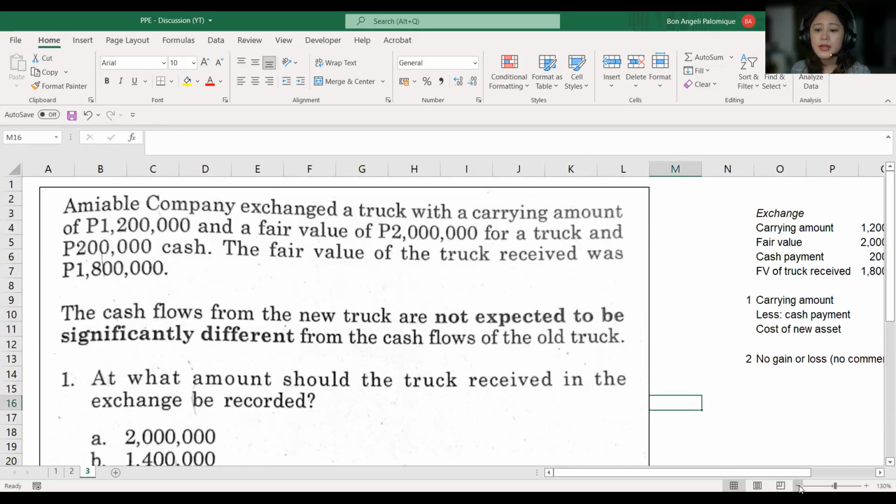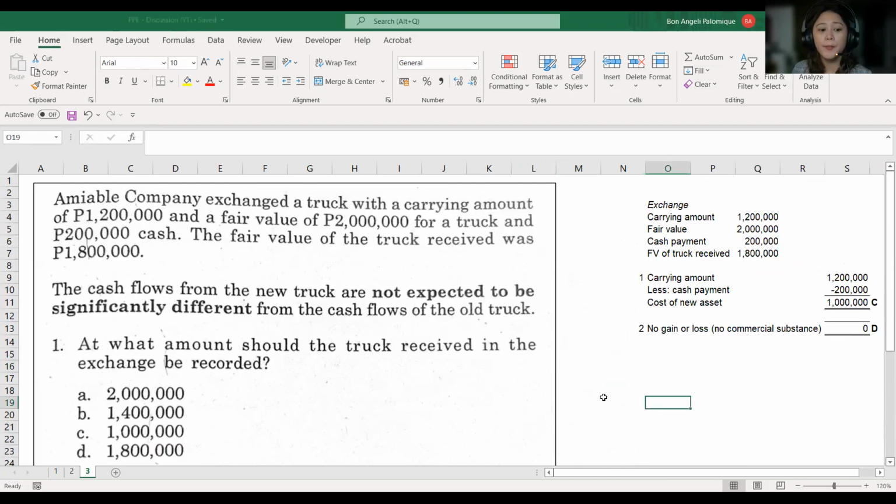So that's all for today, and hopefully natutunan natin kung paano initially i-record ang property, plant, and equipment using the different acquisition method. So in the next few videos, magkakaroon pa tayong discussion about subsequent measurement, paano yung with depreciation, paano yung with revaluation, paano yung depletion, etc.